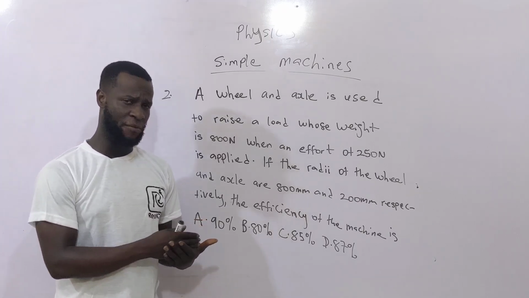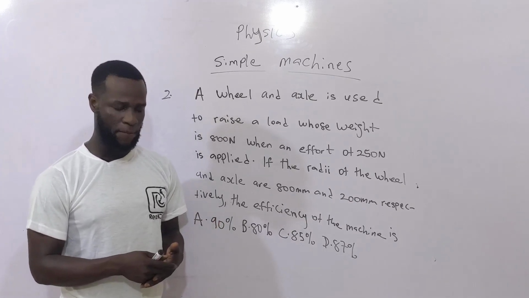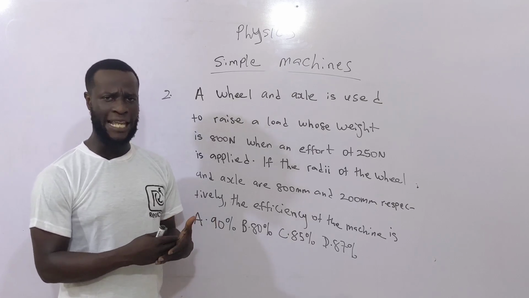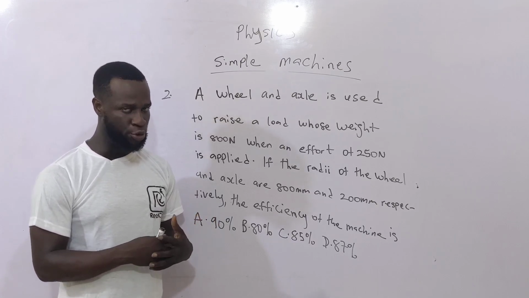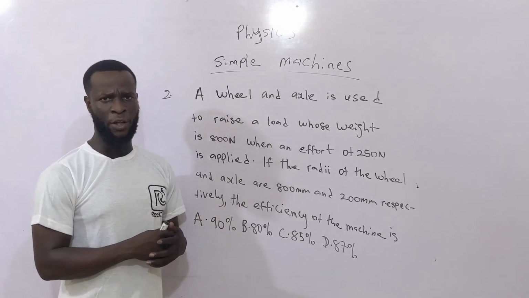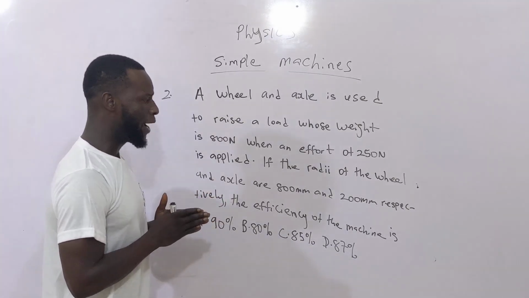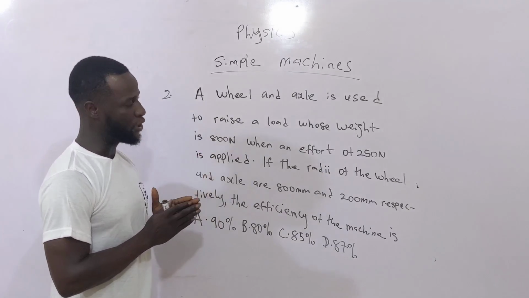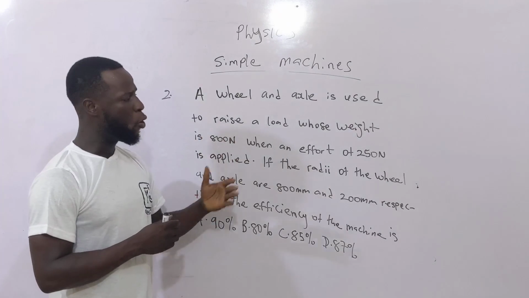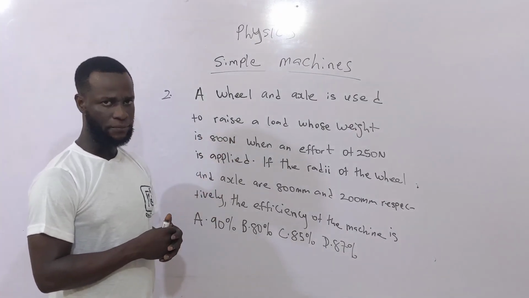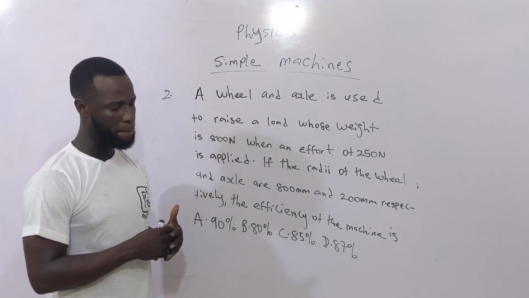Recall, I told you that efficiency of the machine is work output over work input, all times 100. Efficiency of the machine is also mechanical advantage divided by velocity ratio times 100. Which of these am I going to choose? Well, look at the question and look at what you were given. In the question, we were given the load, and we're given the effort. What is load? 800 Newton. What is effort? 250. What can I do with load and effort? I can use them to find mechanical advantage.